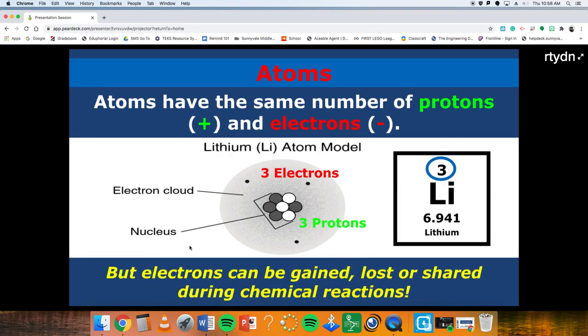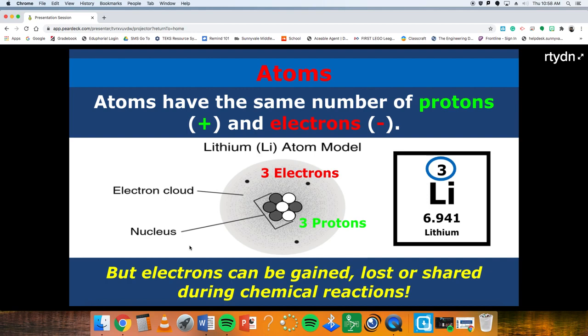Moving on. Atoms have the same number of protons and electrons. Yes, that is true. But I will be introducing the fact that electrons can be gained, lost, or shared when elements combine, which we call a compound. When they make a compound, they do kind of share some of those electrons.